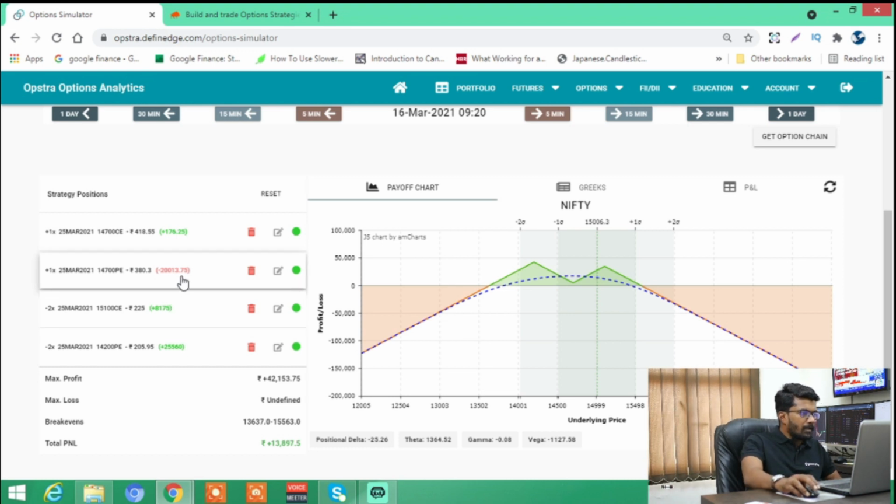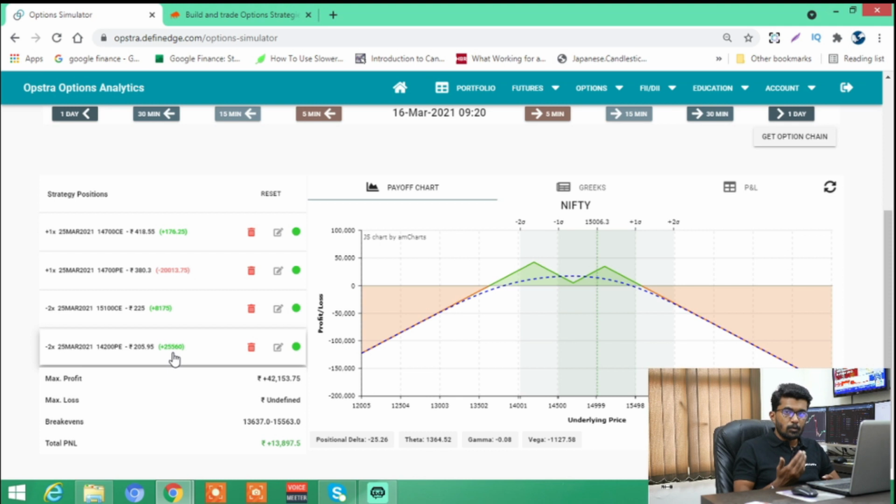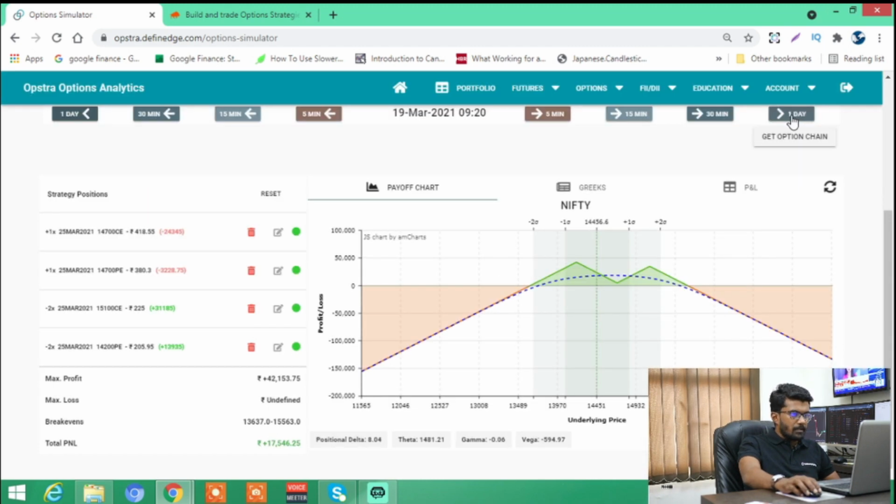On the put side, the 14,700 put is at a loss of 20,000, and the respective put, 2 lots which we sold, is in a profit of 25,000. So the put side is in profit, and the call side is also in profit. But the call side profit is more than the put side profit.